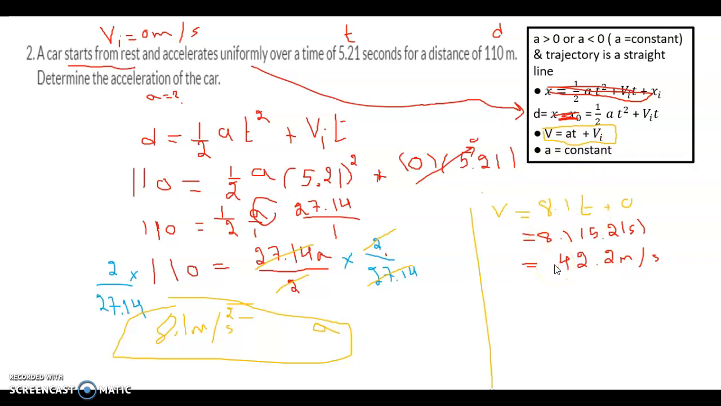Some of the students asked me, can we calculate the speed at this instant? I said yes. After obtaining A, we can apply this formula, and substitute for A and T and the initial speed. So A is 8.1, T is 5.21 seconds, plus the initial speed is 0, so it's 42.2 meter per second. So after 5.21 seconds, the car will be moving at a speed of 42.2 meter per second.